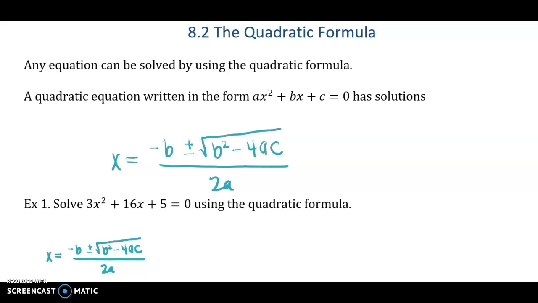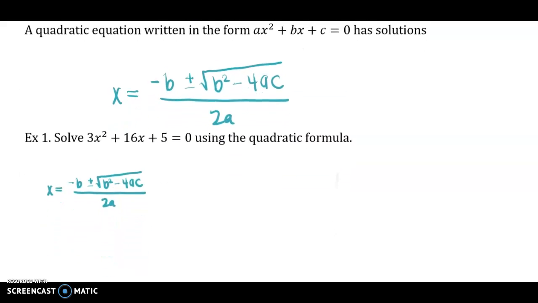Alright, so here we have the quadratic formula, and what's actually cool is that any quadratic equation can be solved using the quadratic formula. Whenever it's written as ax squared plus bx plus c equals 0, it has solutions x equals negative b plus or minus the square root of b squared minus 4ac, all over 2a. So we're going to go ahead and start by solving one using the quadratic formula.